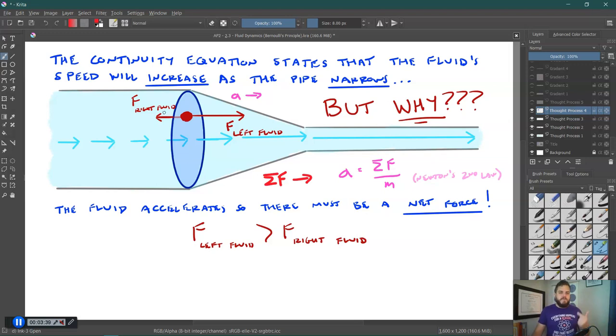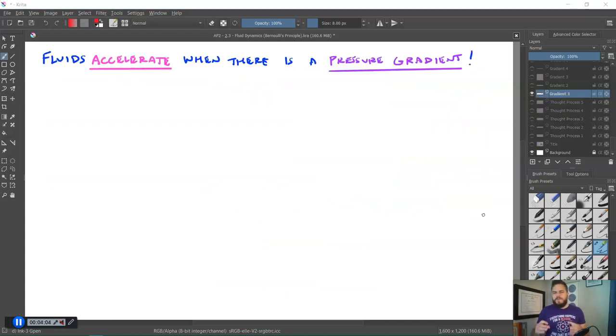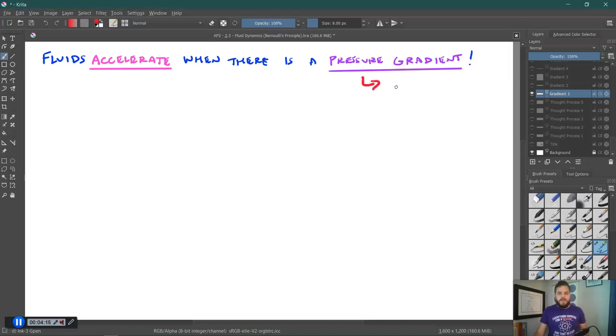And keeping in mind that this is over a certain area, what this actually tells us is that the thicker end of the pipe, the left-hand side here, must have a higher pressure because it's providing a higher force than this section over here on the right does. So higher pressure, lower pressure. And this is a pretty key idea. The idea that fluids accelerate, typically speaking, when there is what is known as a pressure gradient. Now this is going to be a somewhat new term to you, but really all a pressure gradient is telling us is that there is a difference in pressure. So essentially we have pressure going from low to high, or high to low, etc.